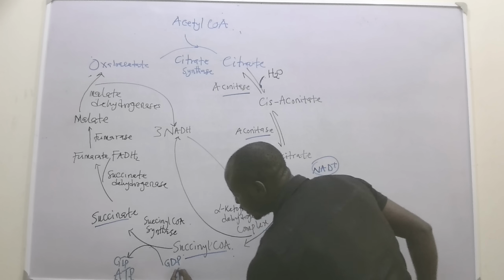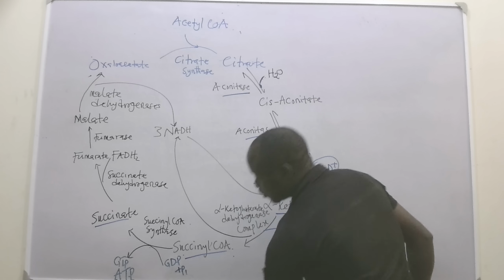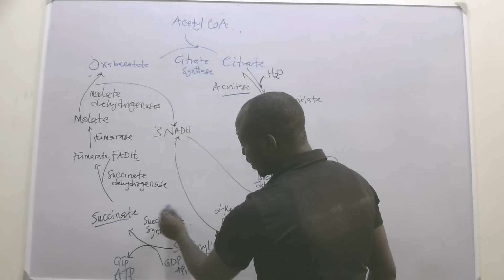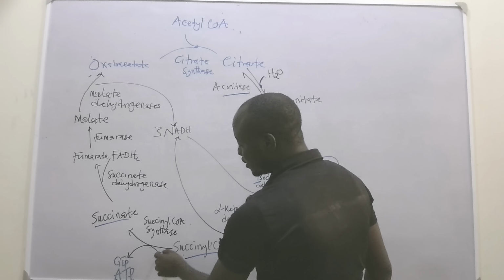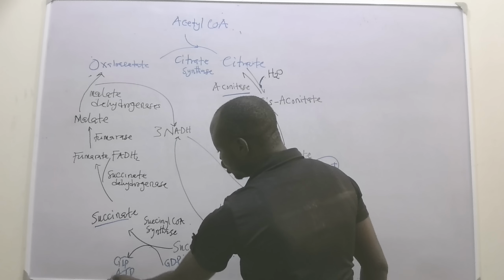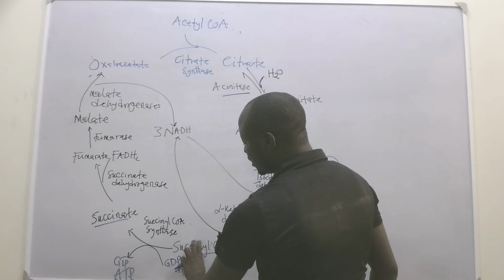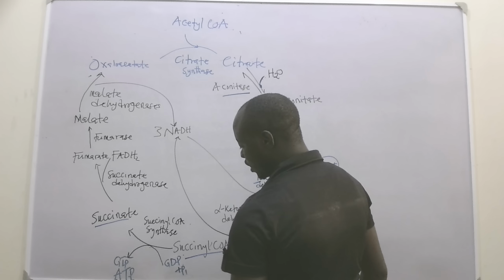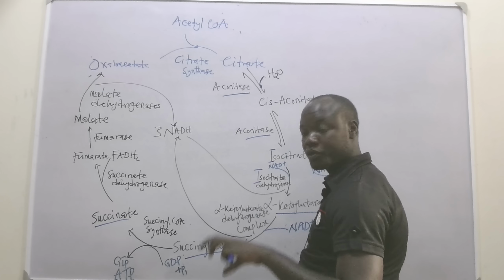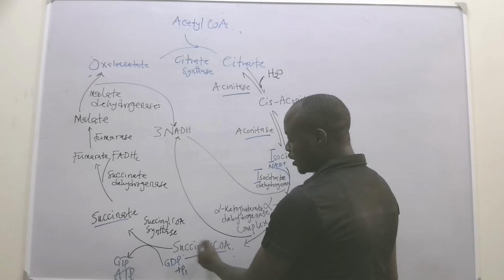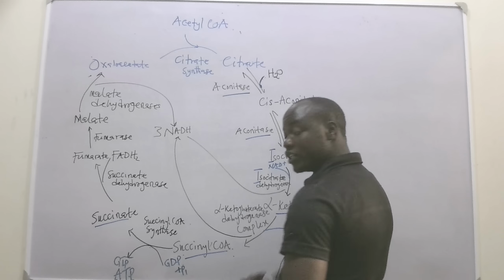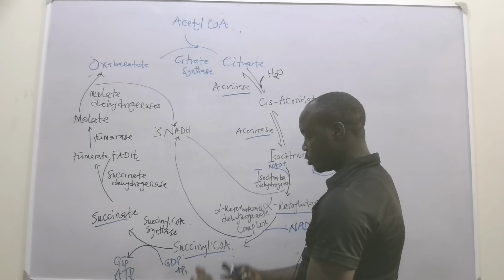Like for example, at this stage, inorganic phosphate plus GDP, using an enzyme succinyl-CoA synthetase, generates GTP. So it means that this energy is extracted from succinyl-CoA. And that is why it is called substrate level phosphorylation, because succinyl-CoA is a substrate for succinyl-CoA synthetase. So we generate ATP from substrate.